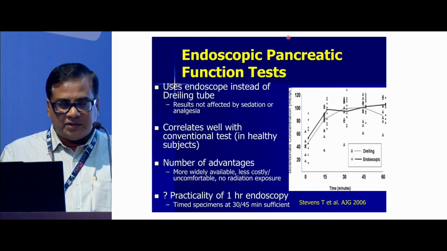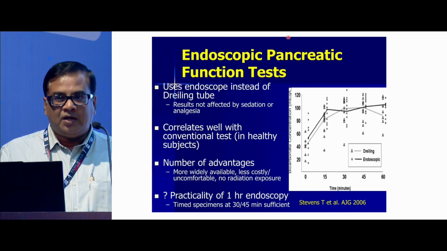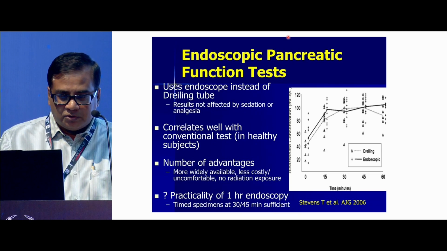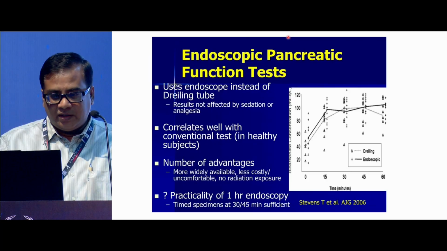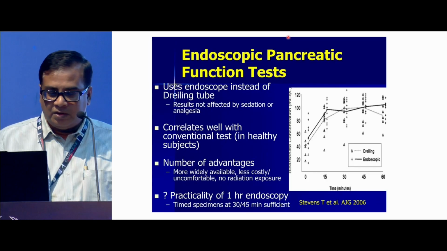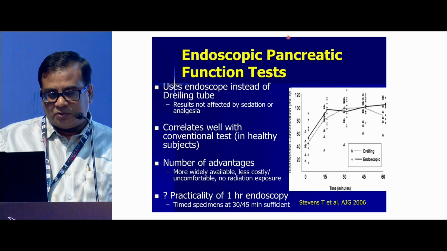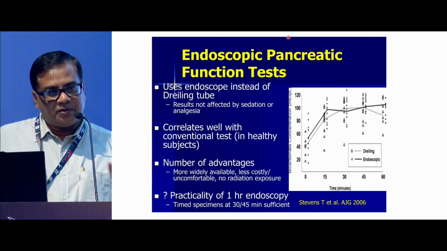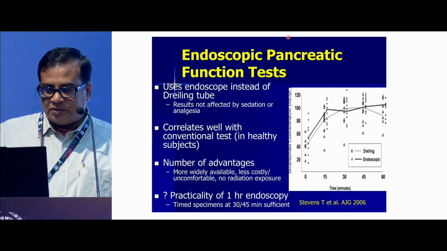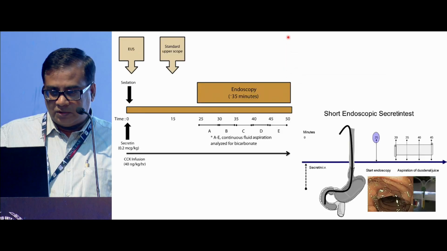To my knowledge, there is no study which has compared the endoscopic pancreatic function test with the Dreiling tube in chronic pancreatitis. So it is more widely available and easy, and it's less uncomfortable, and there is no radiation involved. But the traditional Dreiling test would take 1 hour. Because of the practicality of a 1-hour test occupying an endoscopy room, now 30 or 45 minutes is sufficient according to some of those who are using this study.